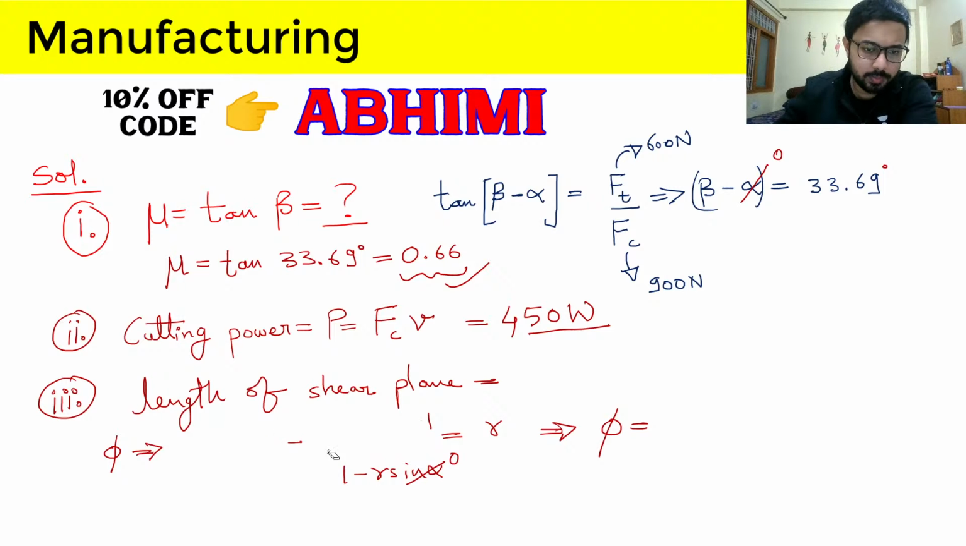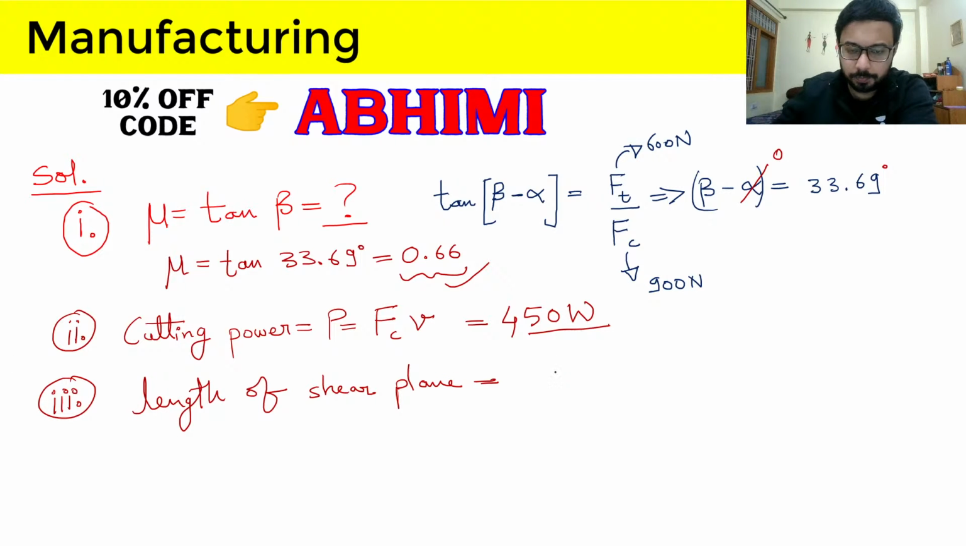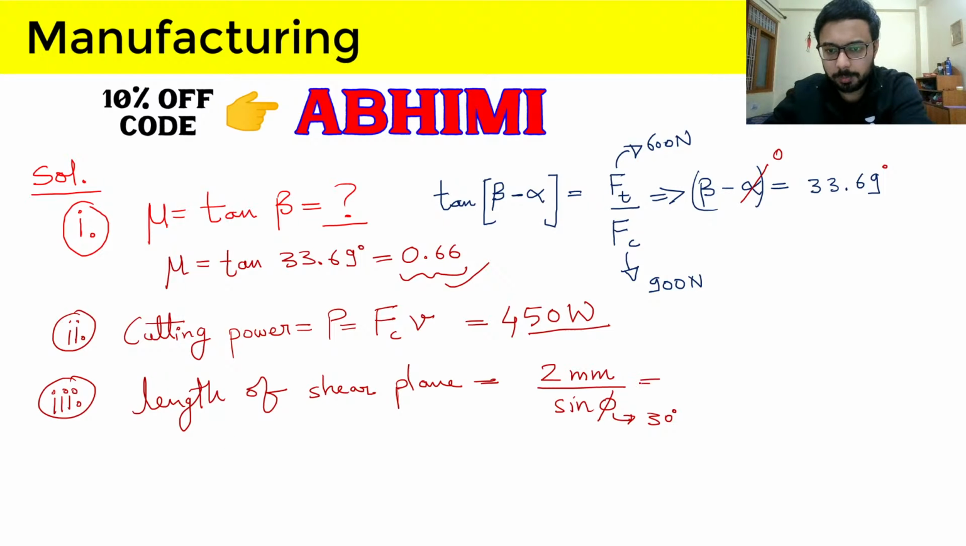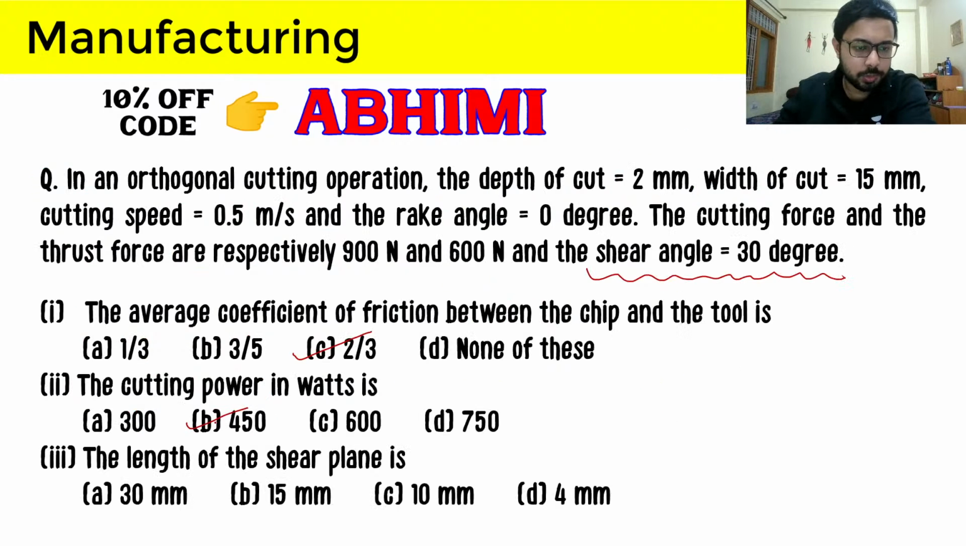So phi is already given. Shear angle is already given as 30 degrees. So the length of shear plane will simply become 2 mm, which is given in the question, and we have to divide it by sine phi, which is sine 30 degrees. So this will become 4 mm. So the answer to this question, length of shear plane, is 4 mm, and I hope you have understood this question properly.